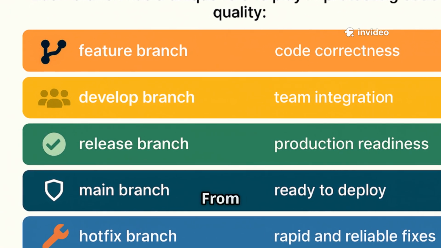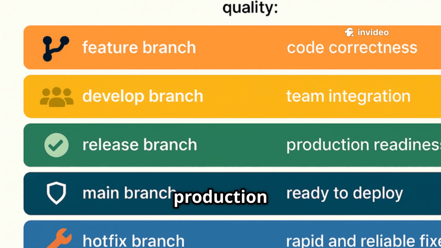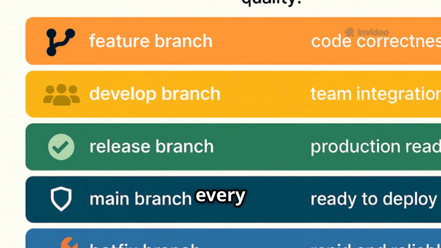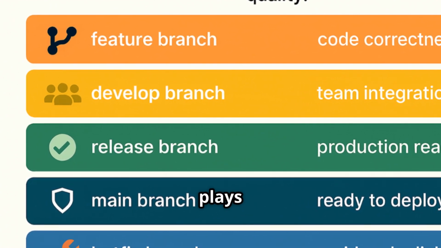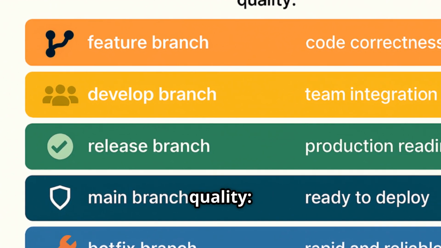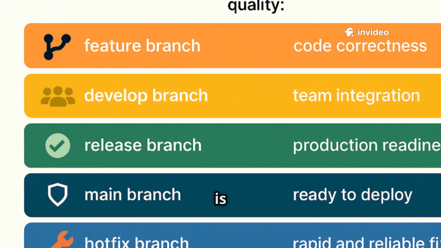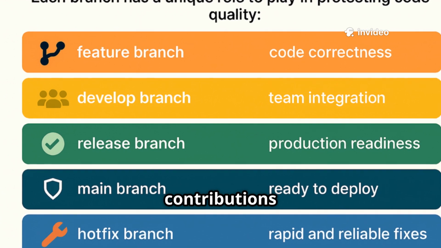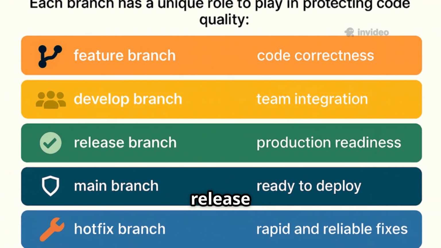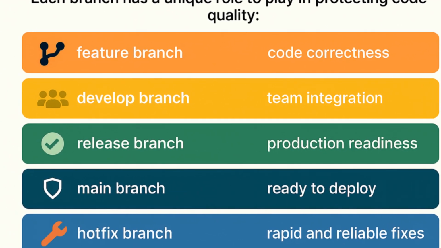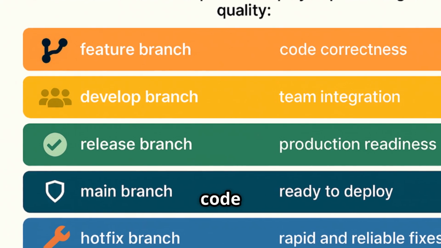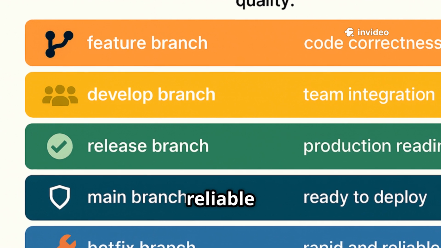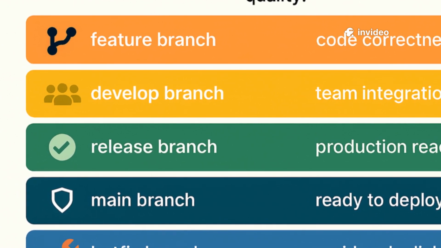So there you have it. From a developer's local machine to the live production environment, automated tests are constantly working behind the scenes, on every relevant Git branch. Each branch plays a distinct role in maintaining code quality. The feature branch ensures new code is correct and isolated. The develop branch integrates team contributions safely. The release branch prepares stable code for production. The main branch holds the code that's ready to deploy. And the hotfix branch delivers urgent, reliable fixes directly to production.